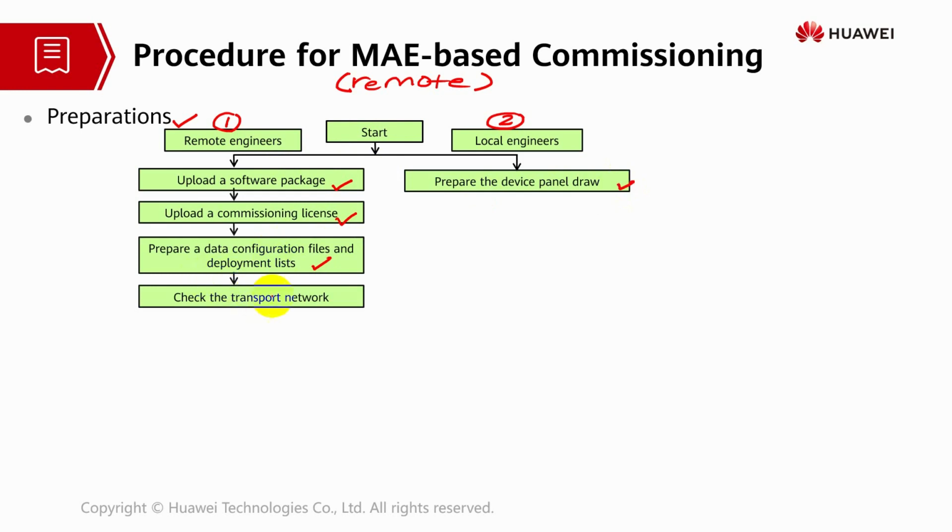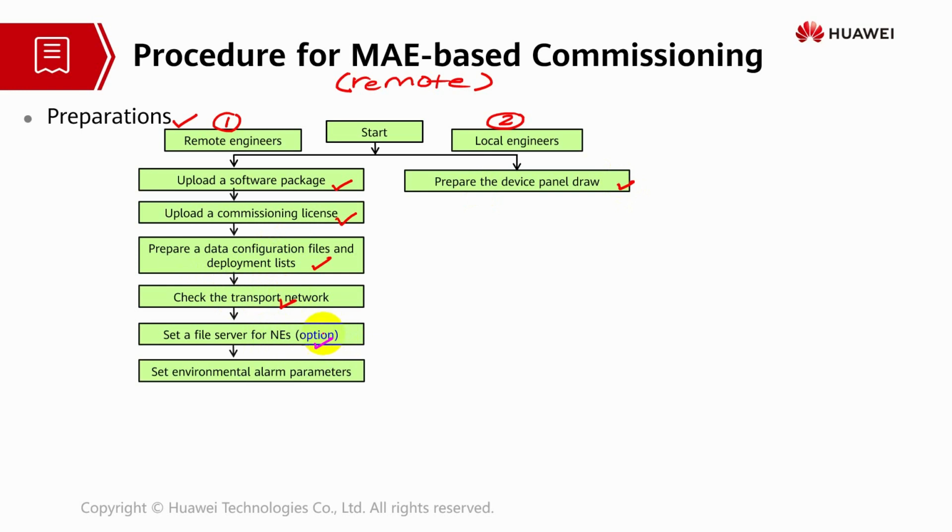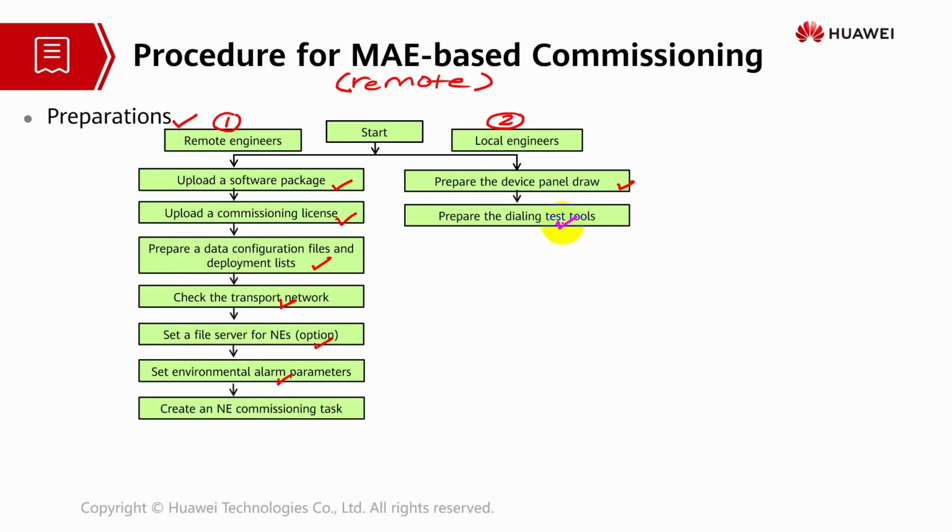The remote engineer has to check the transport network. The transport needs to be up. They have to set a file server for the NEs, but this part is optional. It's not a mandatory part. And they have to set the environmental alarm parameters. For local engineers, they have to prepare the dialing test tools.